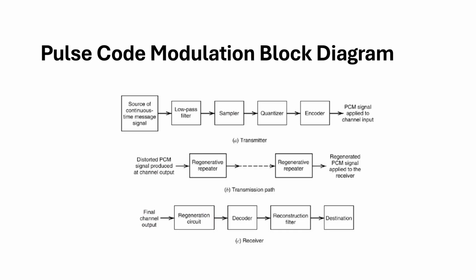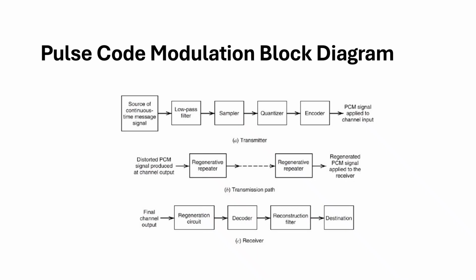This is a general block diagram of pulse code modulation. First of all, it has three parts: the transmitter, the channel, and the receiver. On the transmitting end, it has the source, low pass filter, sampler, quantizer, and encoder. On the receiving end, the reverse of the transmission process is done: the regeneration circuit, decoder, reconstruction filter, and the destination.